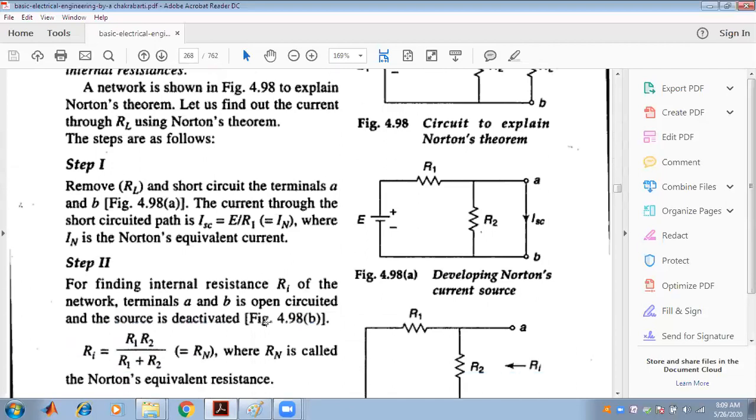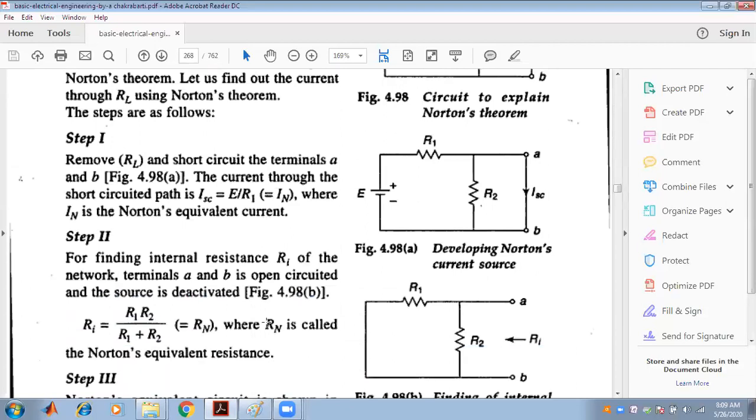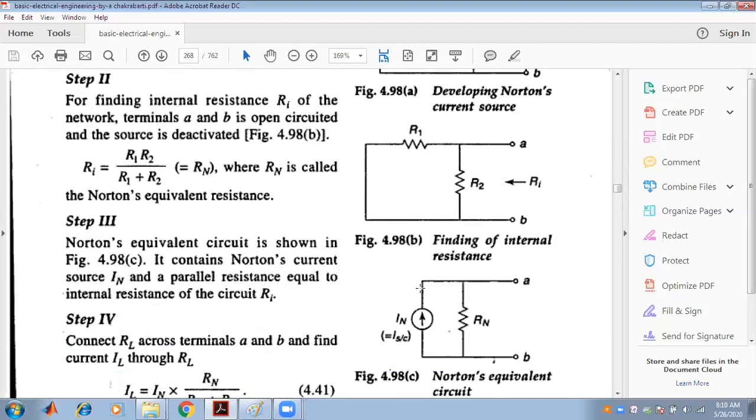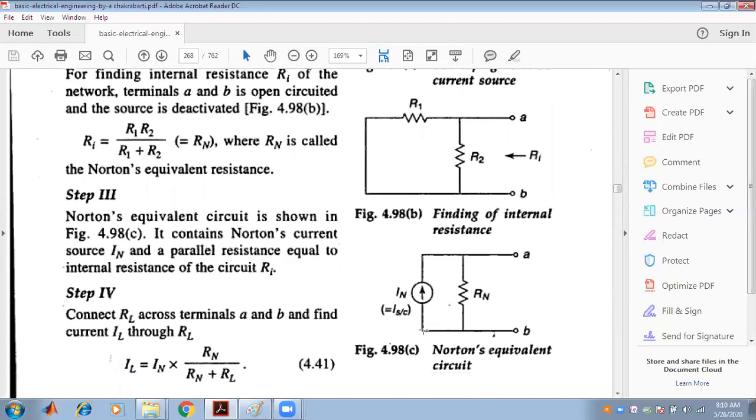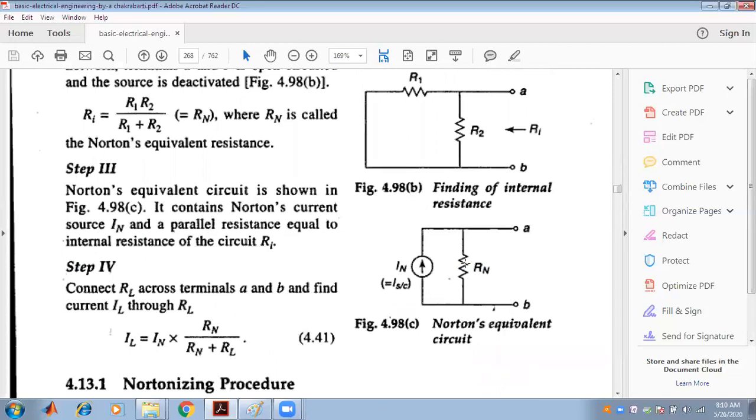Then the second thing is that all the internal sources must be omitted. If there is a voltage source, it will be short circuited. If there is a current source, it will be open circuited. We view from there and find the equivalent resistance, where R1 and R2 are in parallel connection. Then the third step is that this Rn will be connected in parallel with the IN, or the Isc. And the fourth step is that we connect the RL across the AB terminals in order to find the current flowing through the RL.